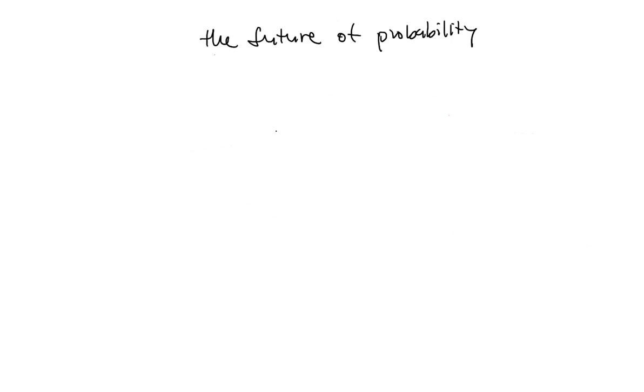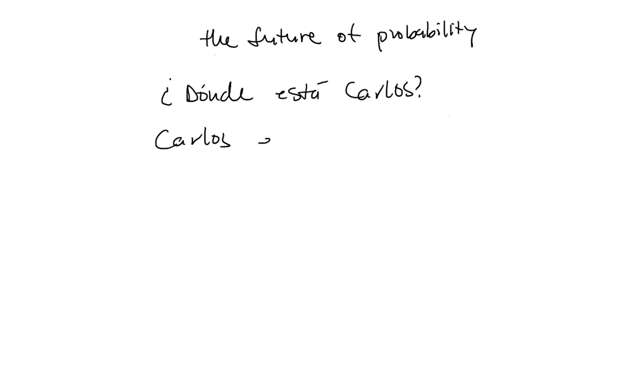Another use for the future tense is to express probability. For example, if you had the question, ¿Dónde está Carlos? Where is Carlos? You might hear the response, Carlos estará en la cafetería. That could mean that he will be in the cafeteria at a future hour, but in response to this question, more likely it would be understood to mean that he is probably in the cafeteria. Estará en la cafetería.